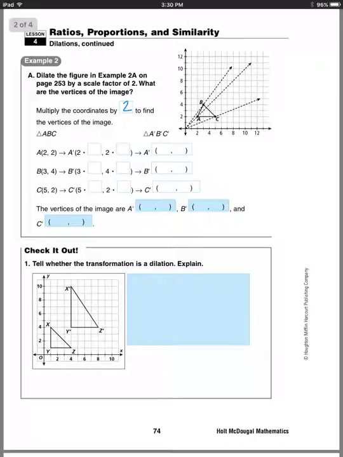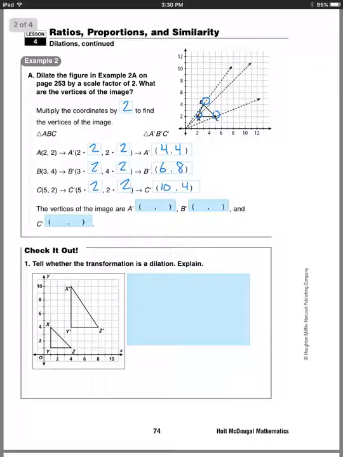Point A is sitting at 2, 2, right there. Point B is sitting at 3, 4, and point C is sitting at 5, 2. First thing we do. Then it tells us we have a scale factor of 2, so we multiply each coordinate by 2. So we just multiply each one of these by 2. And then we do the multiplication. 2 times 2 is 4, 2 times 2 is 4. 3 times 2 is 6, and 4 times 2 is 8. 5 times 2 is 10, and 2 times 2 is 4.